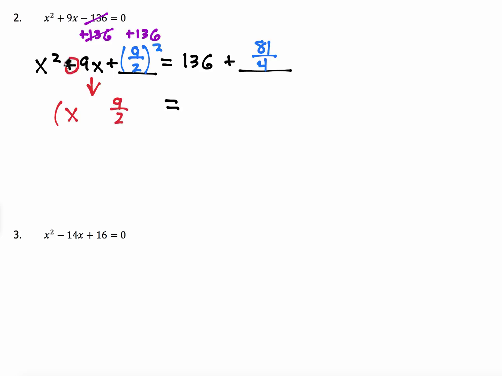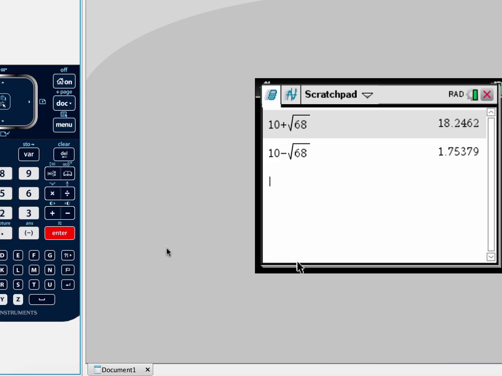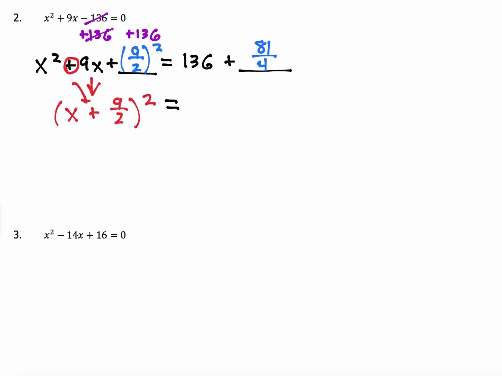This sign always determines what this sign down here is going to be. So this is x plus 9 halves quantity squared. Okay, that's all we're doing, but really we're factoring from here to here. 136 plus 81 fourths, you can use your calculator for that. If I do 136 plus 81 over 4, I get 625 over 4. So that's 625 fourths.